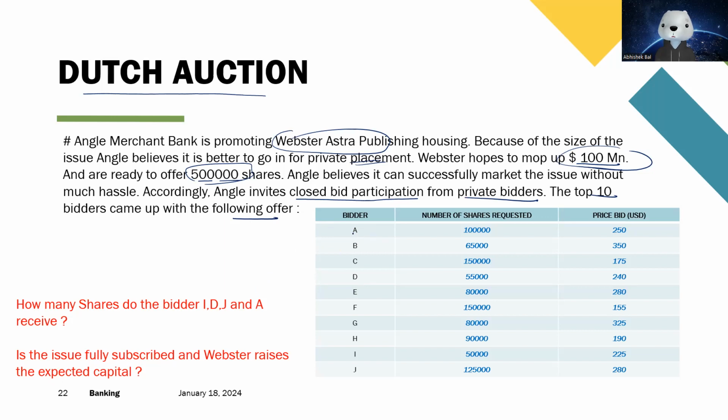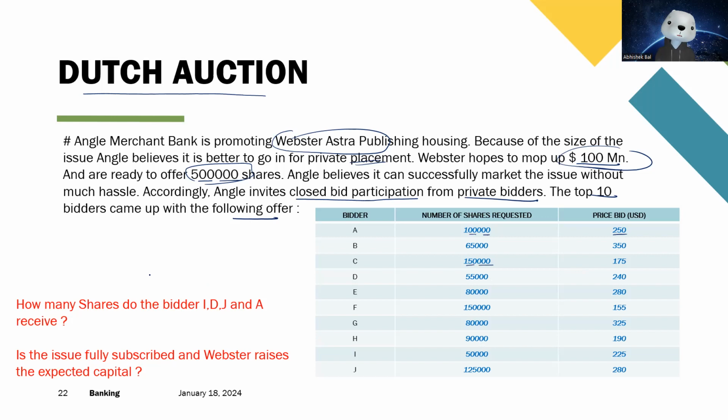So let's see what those top 10 are. In no particular order, we have A, who has quoted for 100,000 shares at a price band of 250, followed by B at 65,000 shares at the price band of 350. Then we have 150,000 shares quoted by C, and then 55,000 shares quoted by D, and so on and so forth.